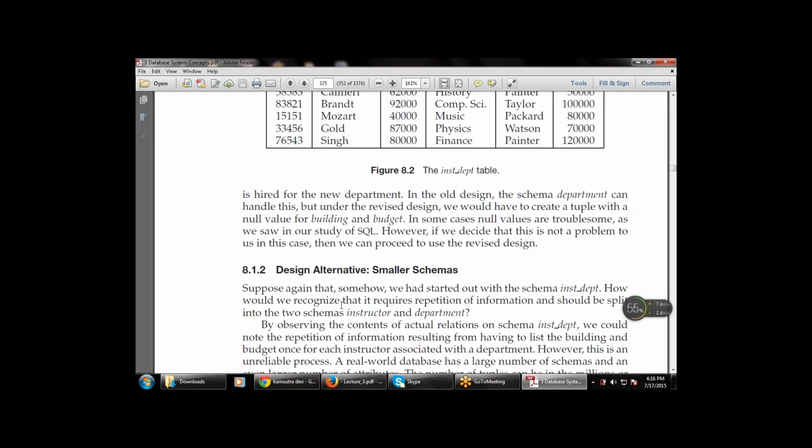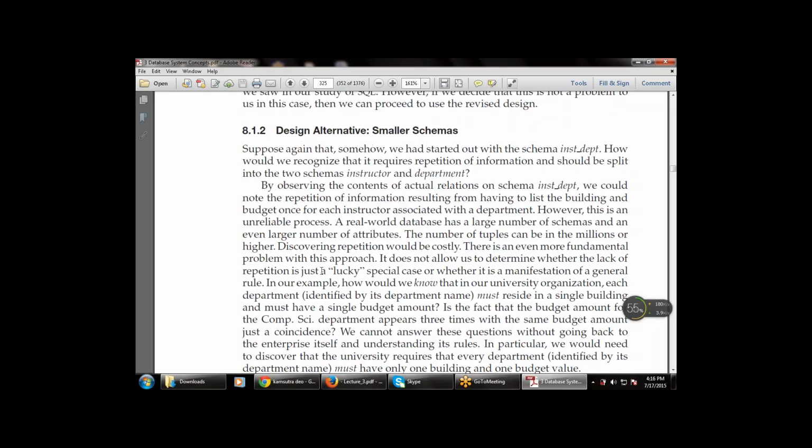Then the next alternative that we will discuss is the smaller schema. One is a larger schema, that is, a larger database with larger tables, columns and tuples. Then there is a smaller schema, where the data is divided into small tables, and the number of columns and rows is typically small.